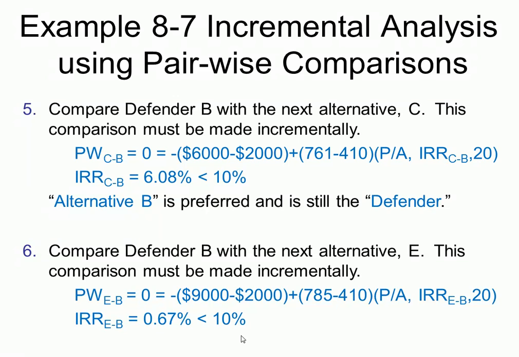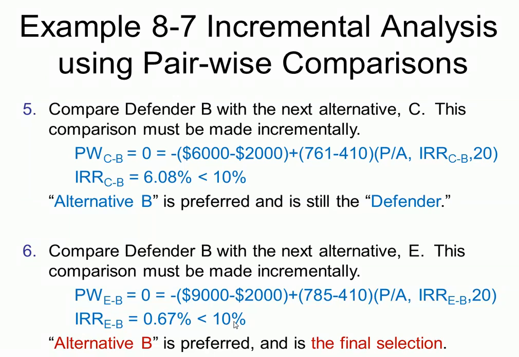So that is quite low. There's definitely no reason to invest additional money into E, because it's lower than the minimum attractive rate of return of 10%. So B still remains the champion, and E has been defeated. So B is the alternative that is our final selection. That's our champion. That's the alternative that we should select.